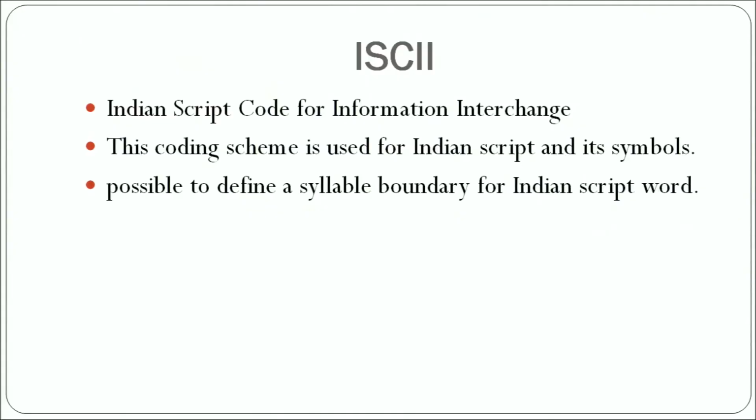So next is ISCII. ISCII is the Indian Script Code for Information Interchange. This coding scheme is used for Indian scripts and their symbols, and it is possible to define a syllable boundary for an Indian script word. ASCII is the American Standard Code for Information Interchange, and ISCII is the Indian Script Code. It covers the Indian languages and Indian symbols also.